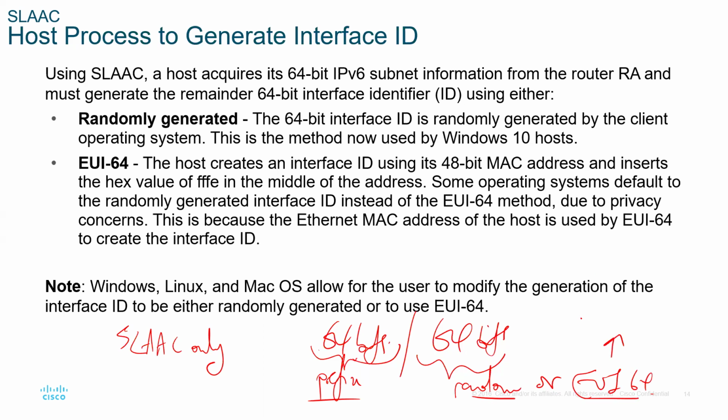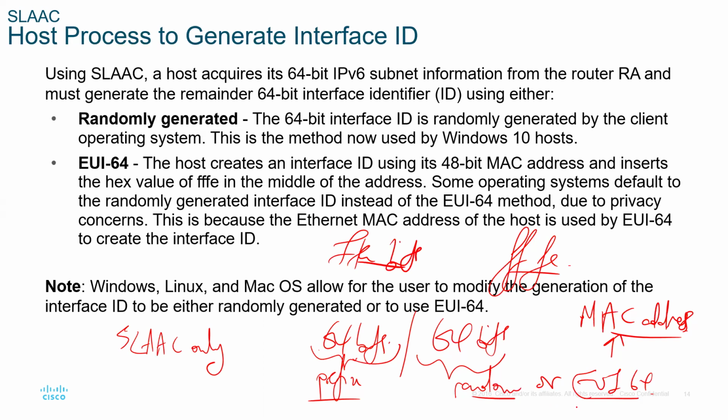EUI-64, like I said, uses the MAC address. I think we discussed this in module 12 of IPv6 as well. You just take the MAC address, you find the middle point, you add, I think it should be FF FE, you add that in the middle, then you flip the 7th bit.